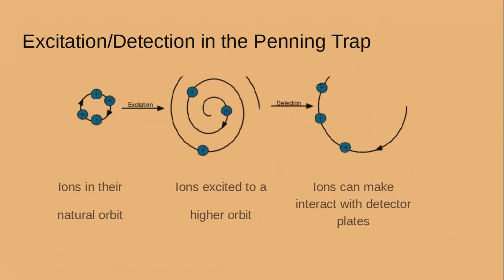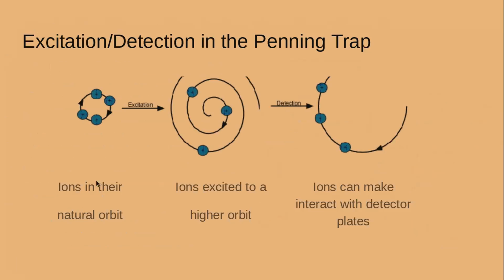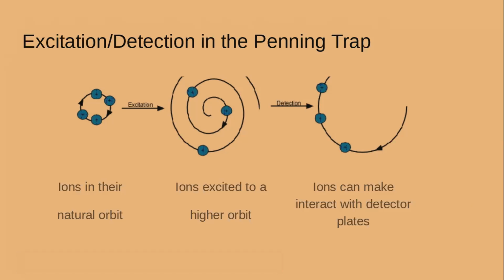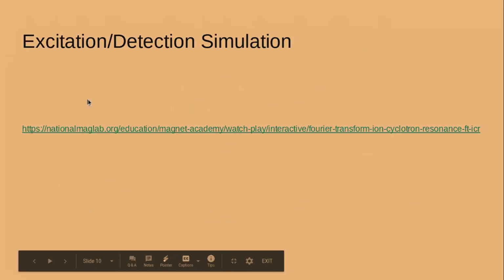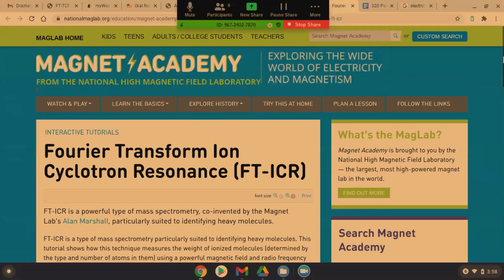Okay, and so this is what I was trying to talk about: when the ions just enter the cell, they're spinning, doing their own thing naturally, but once they're excited, they move to a higher orbit. And then when they are detected, the RF pulse is no longer doing anything, it's now just based on that alternating current. So eventually, because they're no longer being excited, they will return to this natural orbit. And to explain this a little better, there's this simulation. If you can't see this, just let me know.